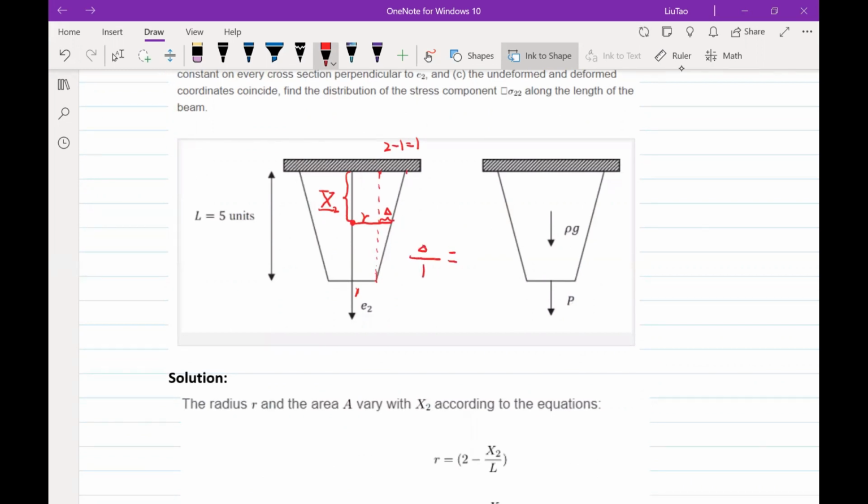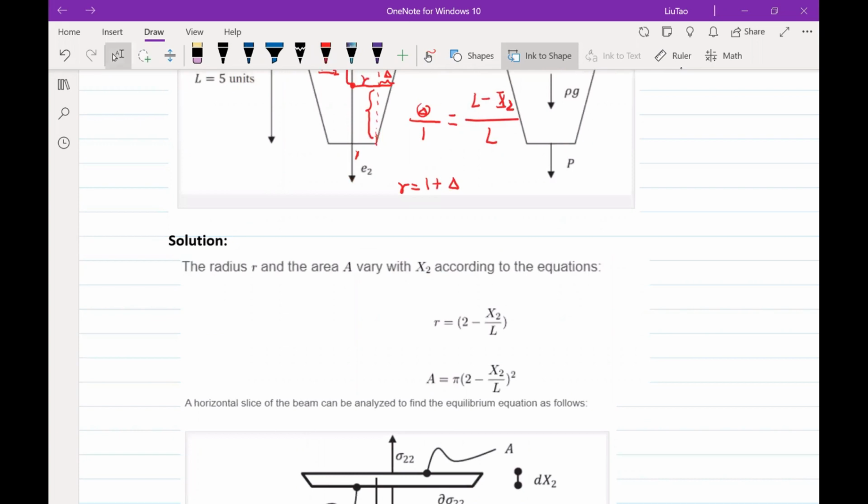Then we can find the relationship between delta over 1 is equal to this distance, which is L minus x2, divided by the entire length. This is the delta, and the radius is equal to 1 plus delta. Then after rearrangement, we get r is equal to 2 minus x2 over L, and then we can get the cross-section area at any position is equal to pi times r squared.